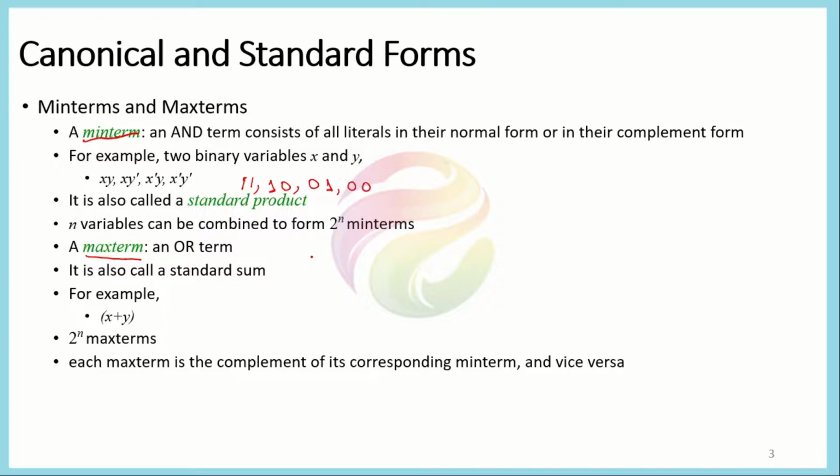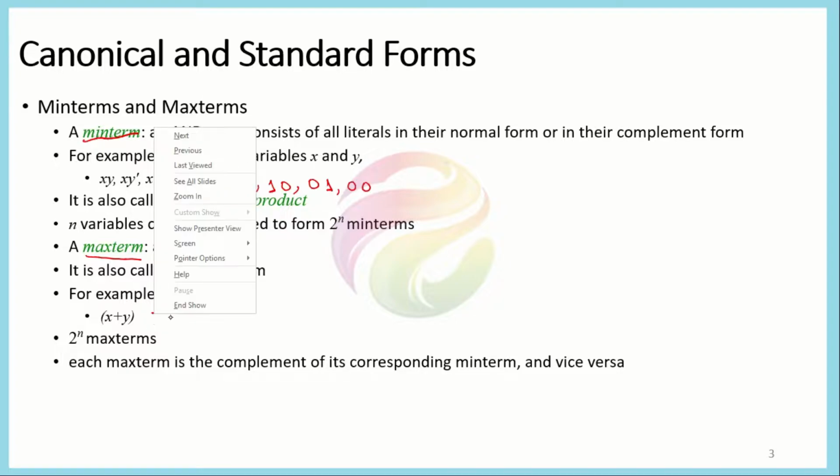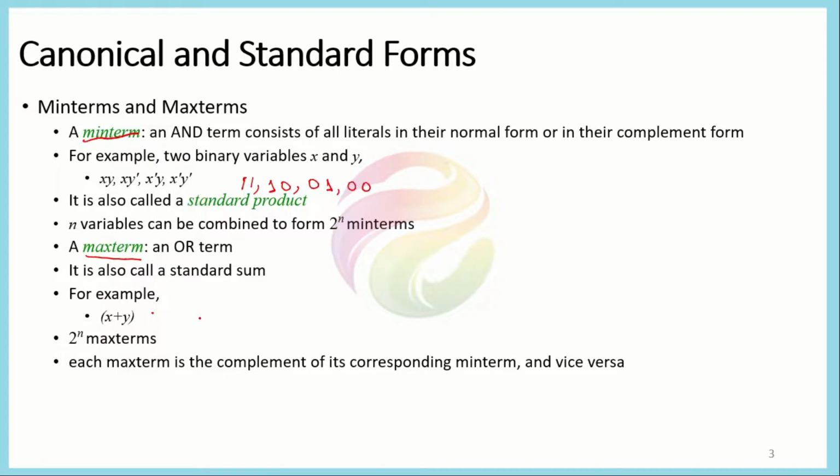Then there is another terminology we use, which is known as the max term. The max term, or we can also say an OR term, is also called a standard sum. It is represented like this. If you have a 2 variable system, then it is represented as x plus y. Again, it also depends upon the number of combinations that a system has, based on how many variables are present in the system.